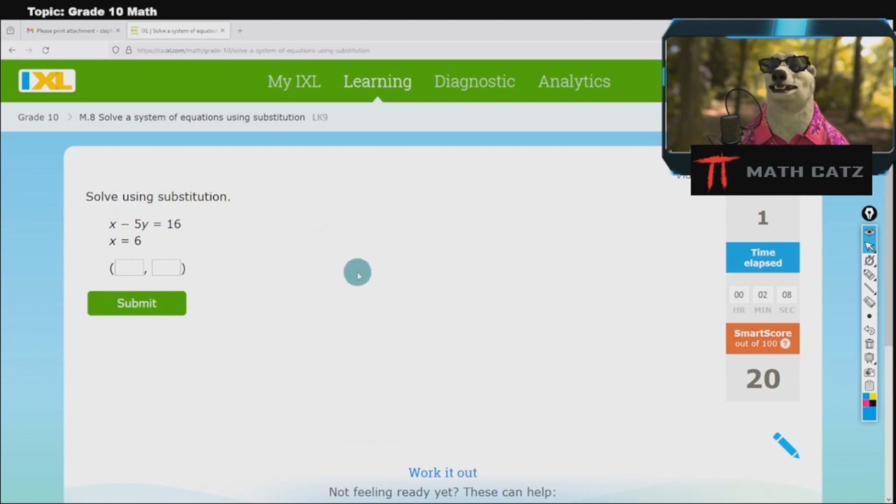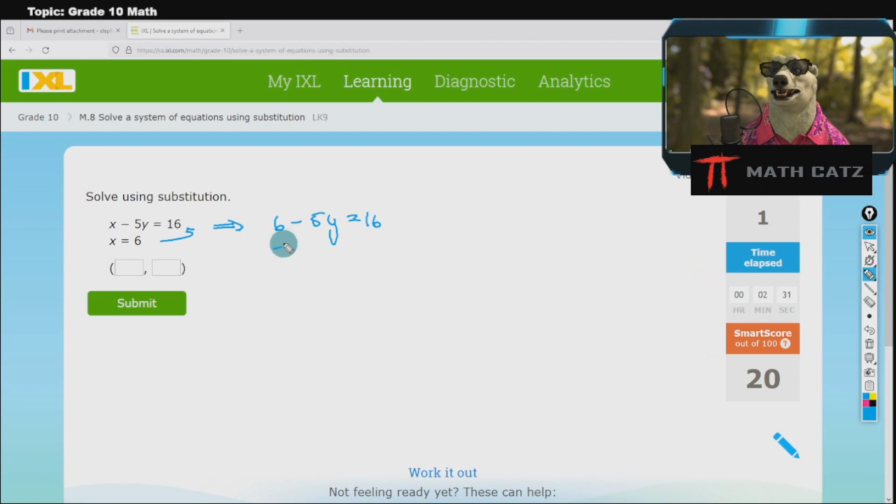Here we have another one. This time they're very kind. They're giving us a simple second equation. So I can use that and plug it in this time for x. So x is 6 and -5 times y equals 16, and I have to solve for y.